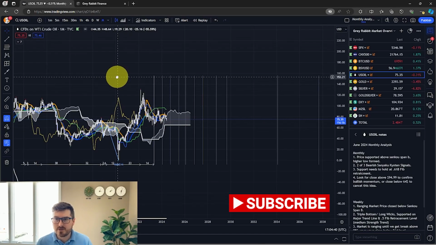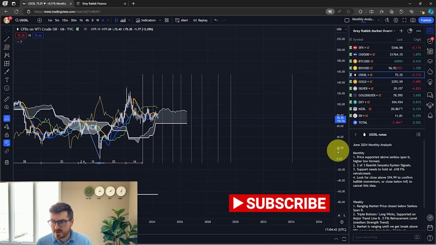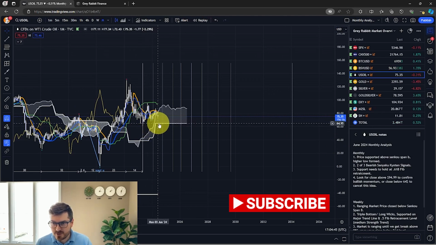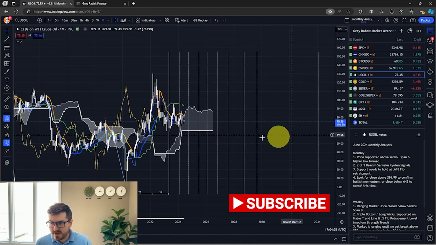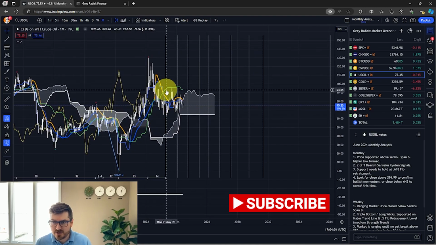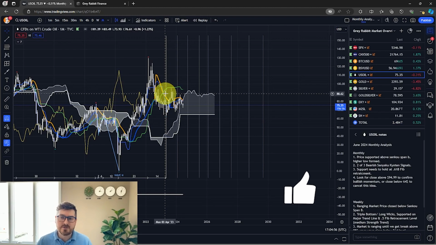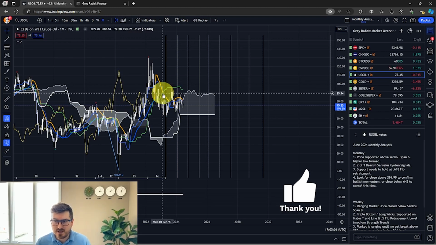Okay, US oil here on the monthly chart. Recently we had price supported here on the Senkou Span B level, which is this thick white line that's flat here. Right now on the monthly chart, we have 2 out of the 3 bearish Sanyaku Gyakuten signals, which are the bearish Ichimoku trend signals. We have a death cross, and we also have the Chikou Span now below the candles.